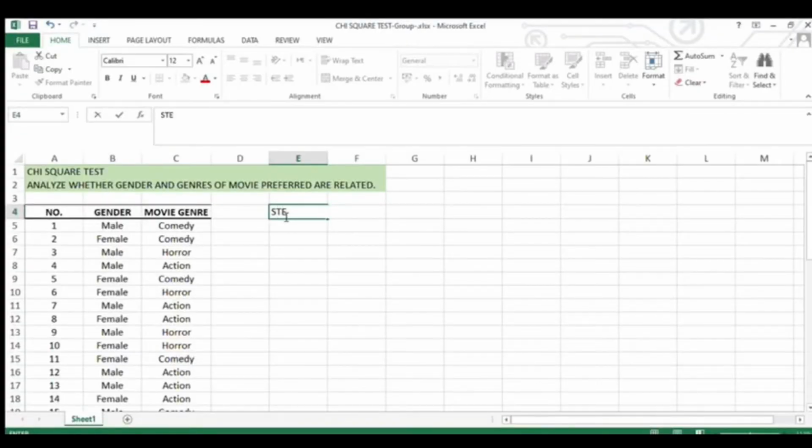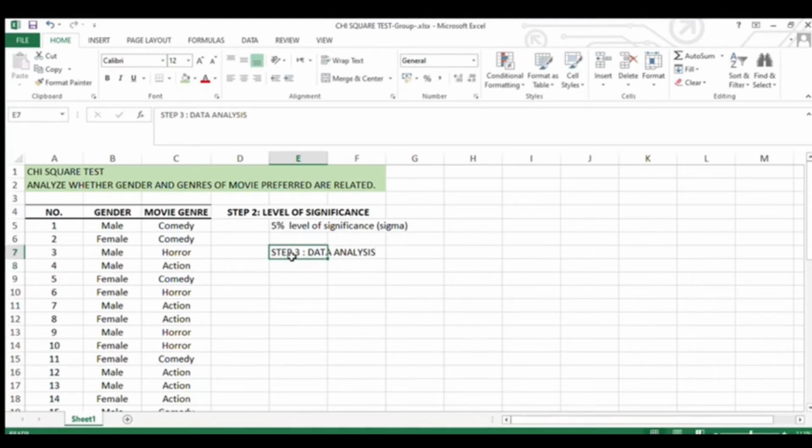Now, I will show you the second step of the chi-square test. For the second step, we have to determine the level of significance. Here, the level of significance is 5%, which we also call sigma. For the third step, we have to analyze the data. Basically, in chi-square, we need to have 3 tables: the first one is the observed frequency table, the second one is the expected frequency table, and the third one is the chi-square table.